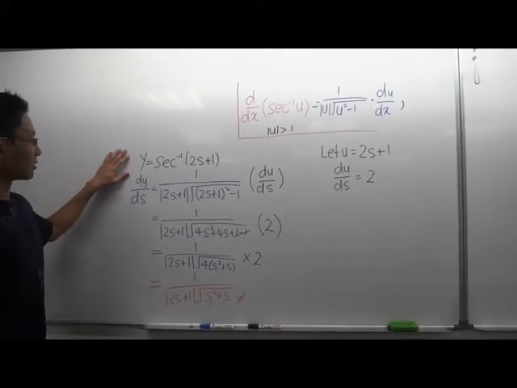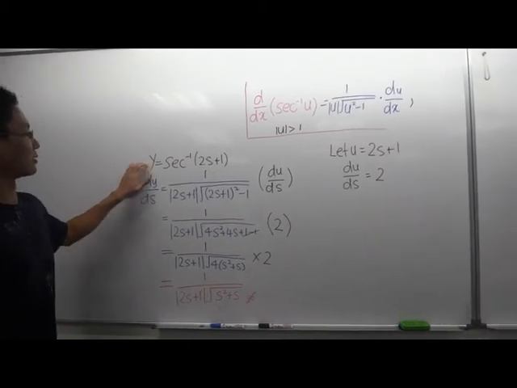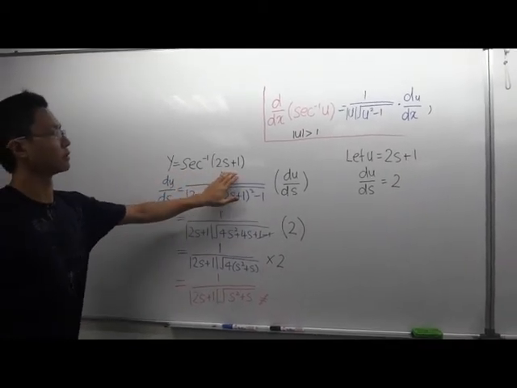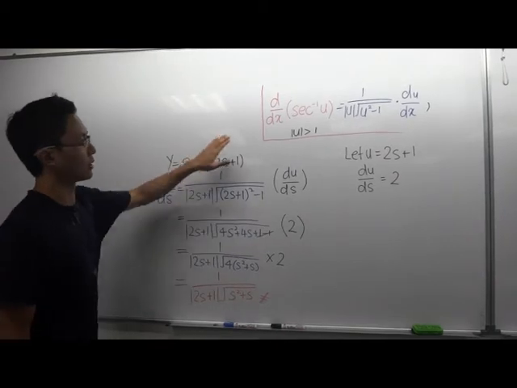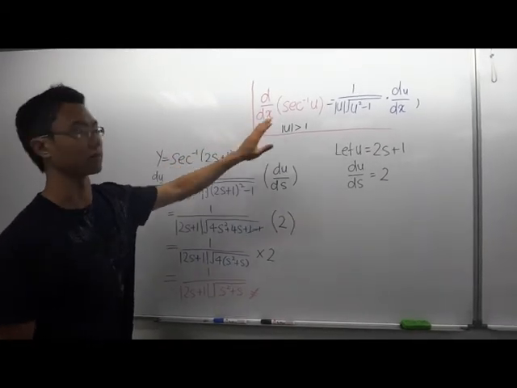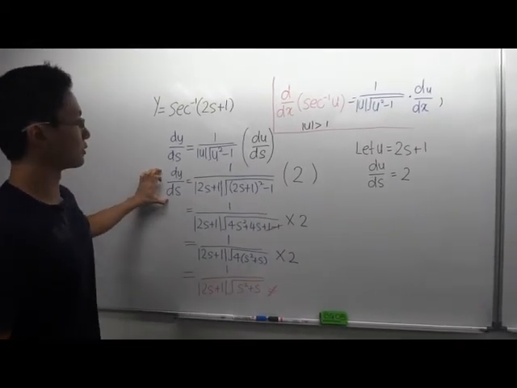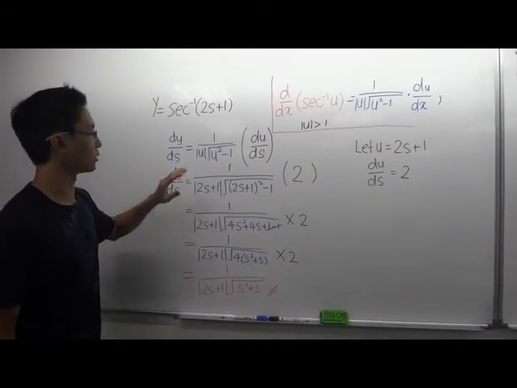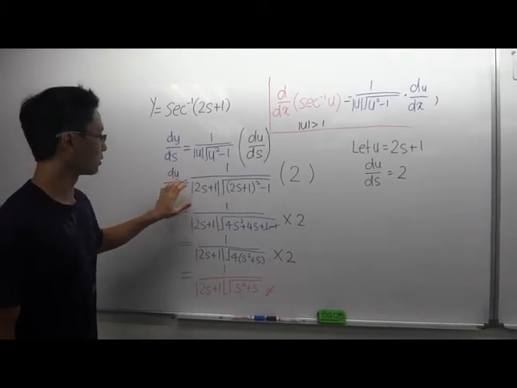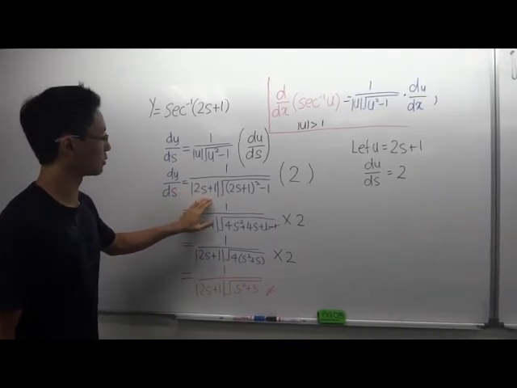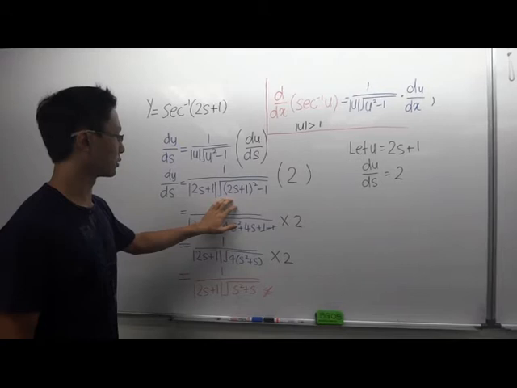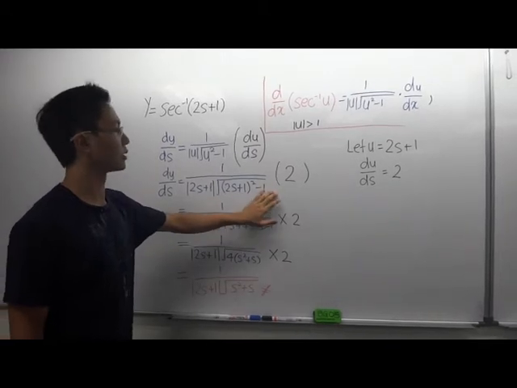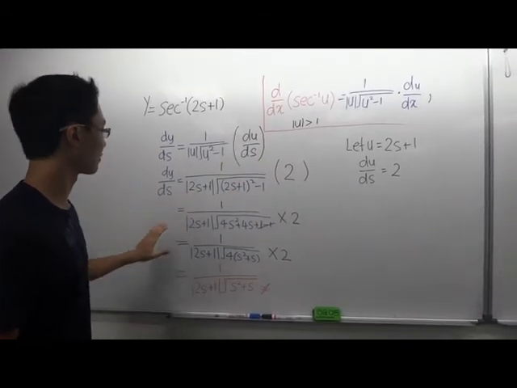So, in this example, y is equal to secant inverse of 2s plus 1. All we have to do is to apply the formula here for secant. So next, we have to substitute 2s plus 1 back into u once we've applied the formula. So we will get 1 over modulus 2s plus 1 multiplied by square root of (2s plus 1) squared minus 1, multiplied by 2, which is du/ds.